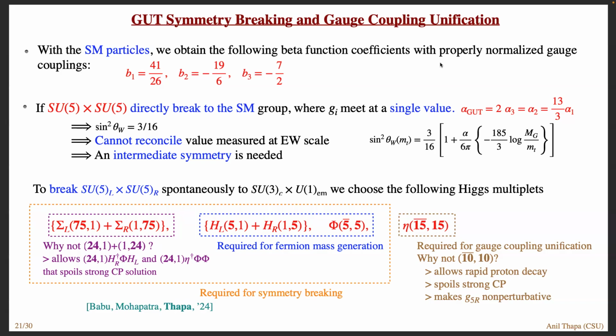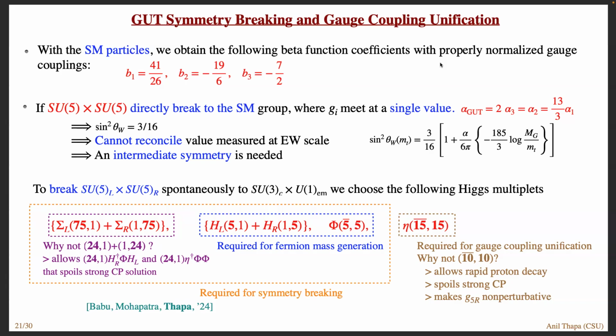And of course, it also spoils the strong CP problem. It also makes one of the gauge couplings, the gauge coupling associated with SU(5)_R, non-perturbative. So that's why you choose a minimal set of Higgs multiplets that can solve the strong CP problem, where everything is consistent and nothing becomes non-perturbative. And also, the 75 would make the gauge coupling blow up because so many Higgs are there.